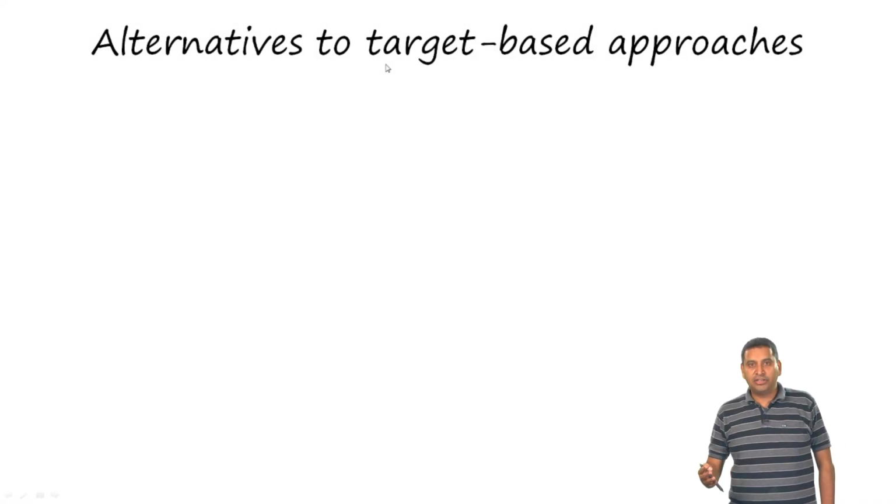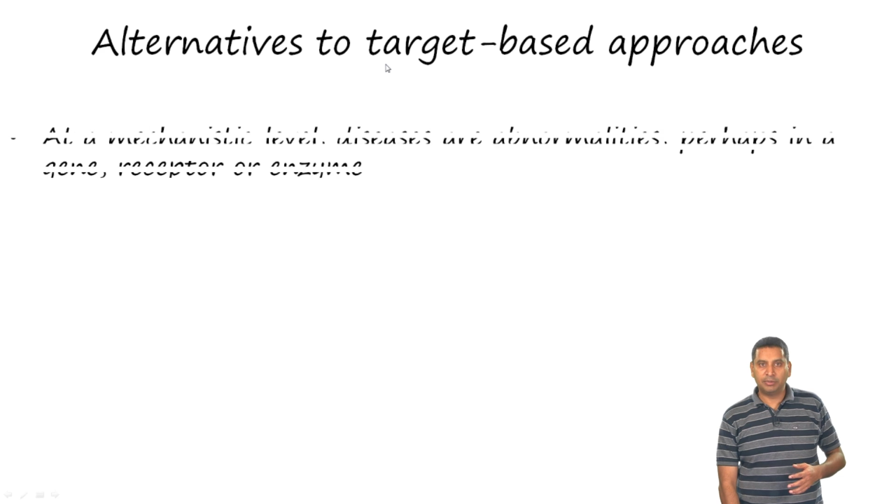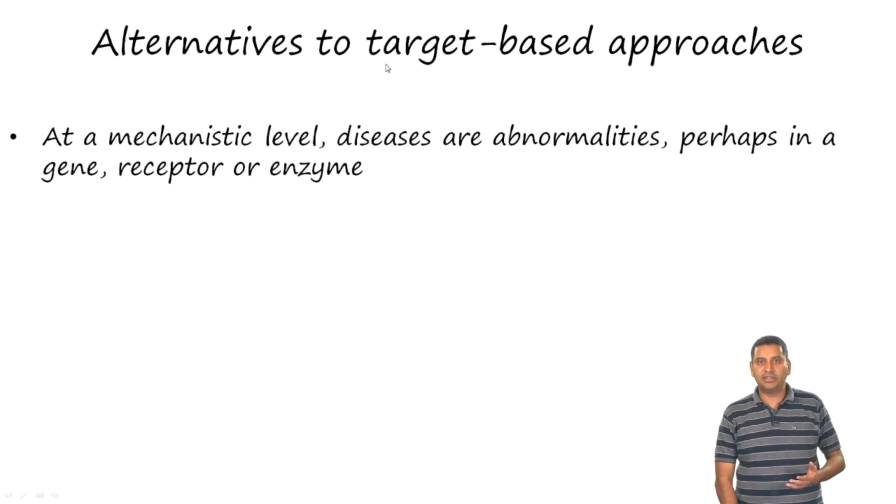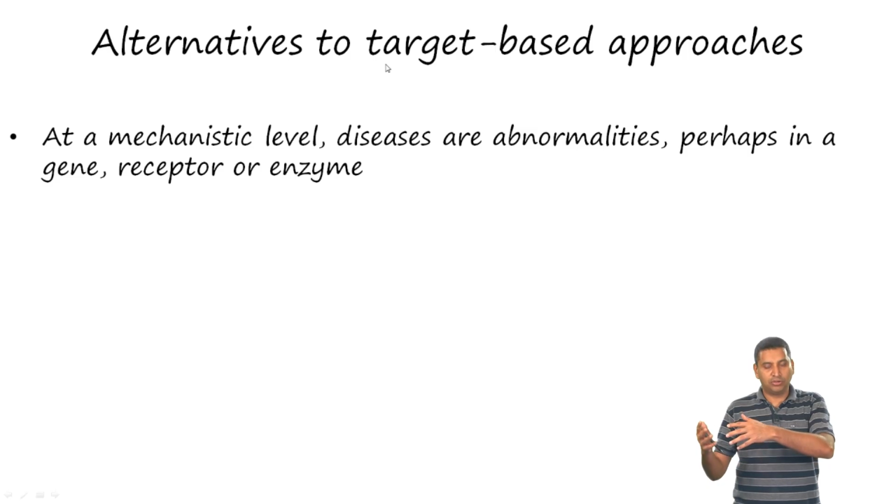So, in addition to the target based approaches where we look at a particular protein or DNA, we can also look at non-target based approaches. Typically, at a mechanistic level, diseases are nothing but abnormalities in the function of the cell or function of a tissue, which is typically linked to a particular gene or a receptor or an enzyme.